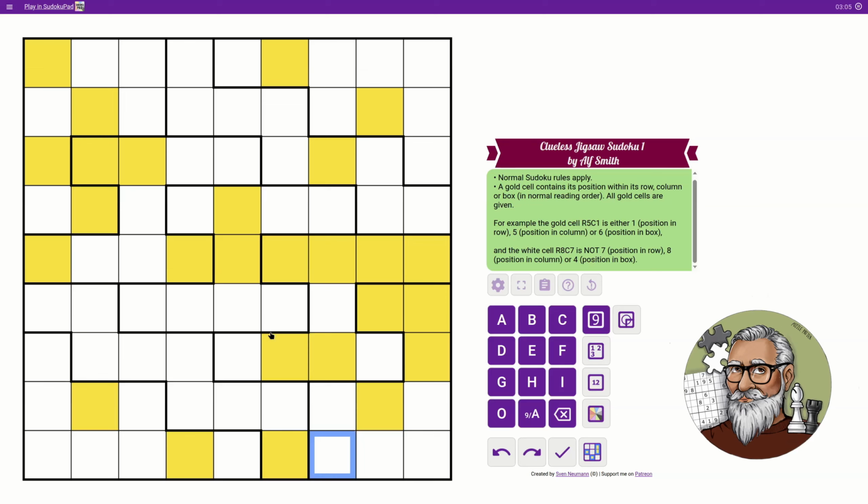Right. So, a sip of tea. Reset. And let's see what we can do. Well, as I did in the previous one, and I'm not sure if that's maybe the most efficient way of thinking about this, but I'm going to pencil mark these gold cells. It helps as well because I did one Clueless Sudoku, so it helps to understand what's going on.